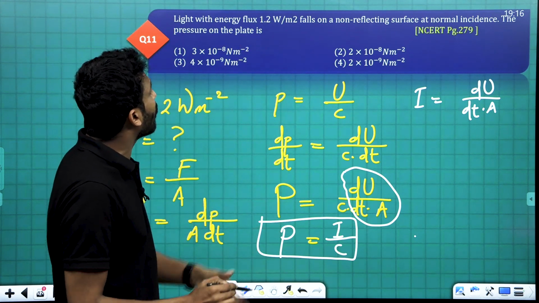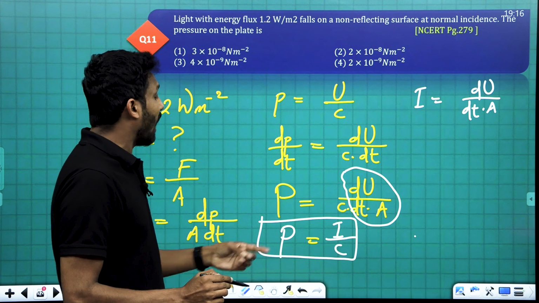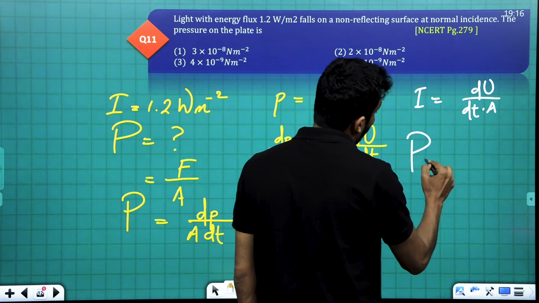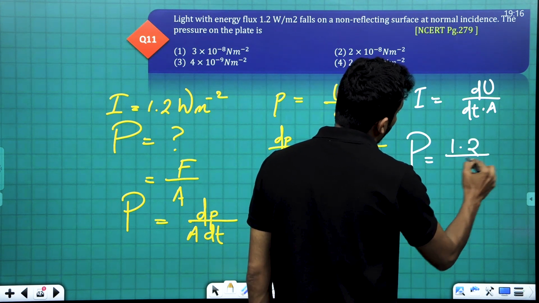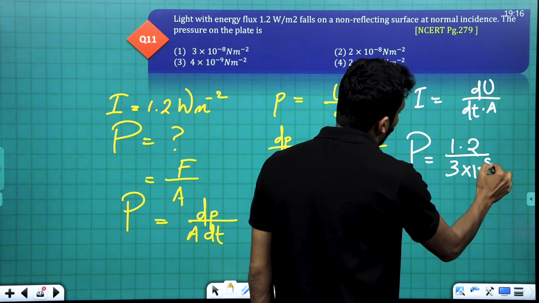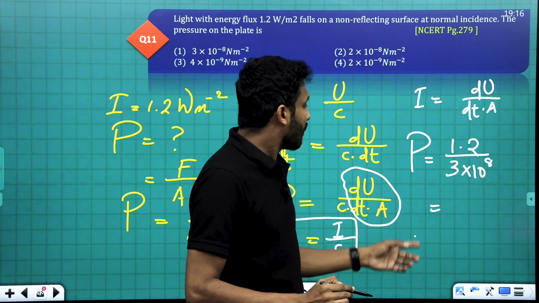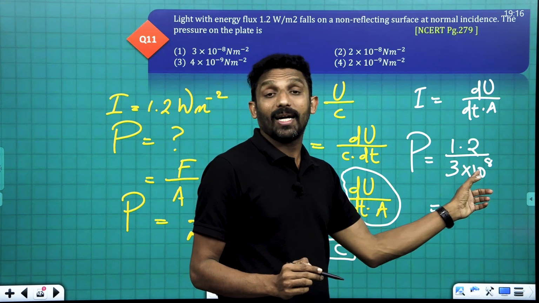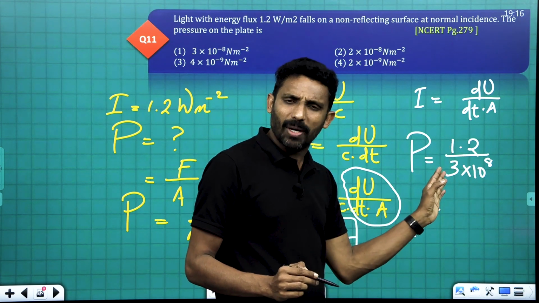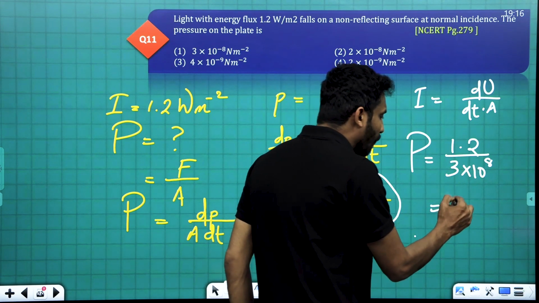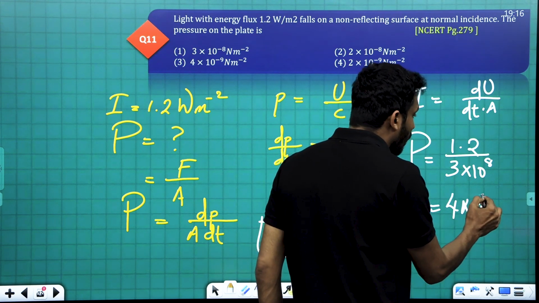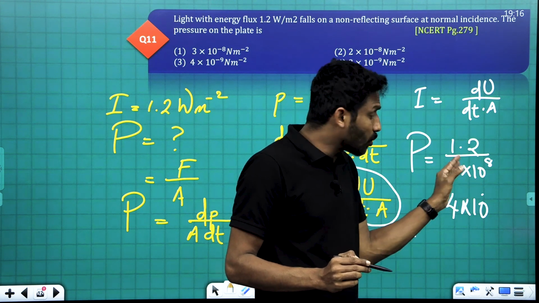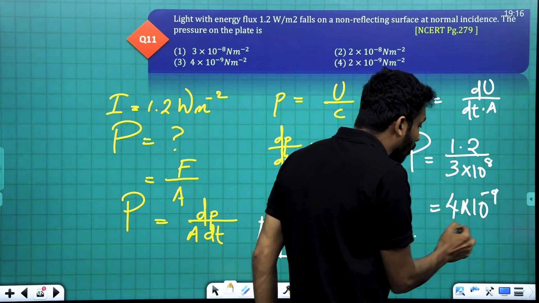Intensity is given as 1.2 in the SI system and c value is 3 into 10 power 8. So the pressure is equal to 1.2 divided by 3 into 10 raised to 8. We can write this as 0.3 into 10 power minus 9. Then 1.2 divided by 0.3 is 4, so 4 into 10 power minus 9.